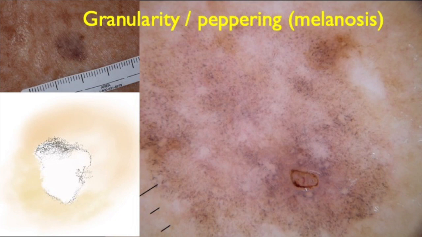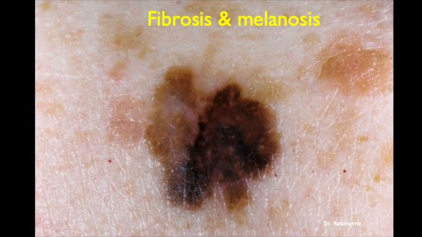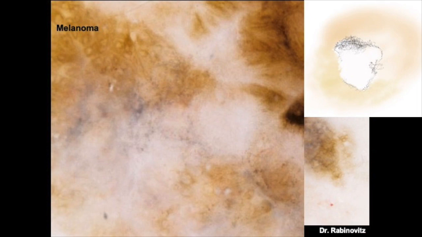So here you can see this grayish granularity throughout. It corresponds to melanophages. There's a little bit of scar-like depigmentation as well. And basically, again, just melanophages in the dermis. And then this melanoma has scar-like depigmentation and granularity. There's also this kind of bluish haze here. That all represents regression. So scar-like depigmentation, granularity, scar-like depigmentation, granularity.